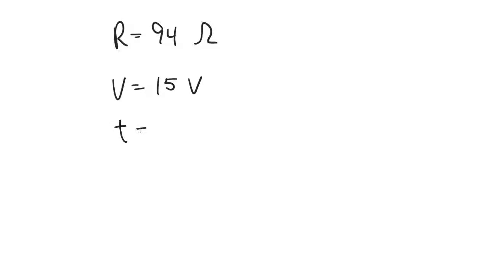A 94 ohm resistor. So right away, 2 words and a number, I have that. A 94 ohm resistor is connected to a 15 volt battery. How much energy is dissipated by the resistor in 6 minutes? Ooh, this is good. I like this. So the time is 6 minutes, and the question is, how much energy is being used?